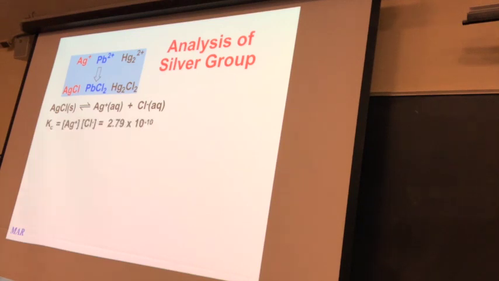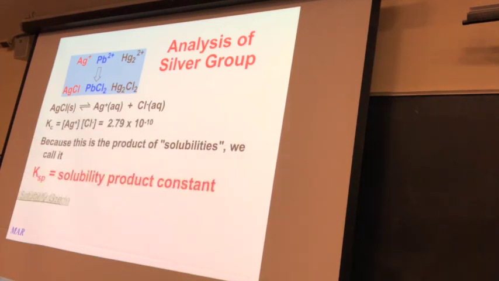So 2.79 times 10 to the minus 10 is the product of the silver ion solubility and the chloride ion solubility. And so somebody thought, well, it's like solubility of products, so let's call it a solubility product constant. Oh, joy. So KSP is the last major type of K we're going to look at. It's the product of ion solubilities. You took the silver ion solubility times the chloride ion solubility to get this number.